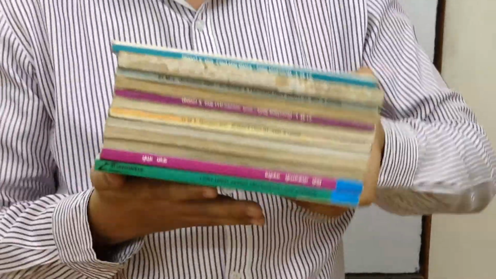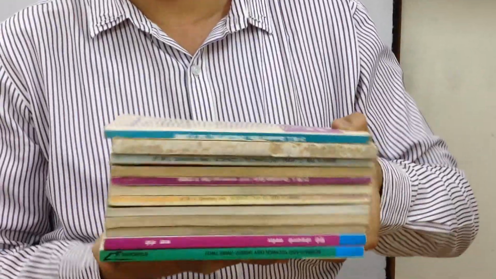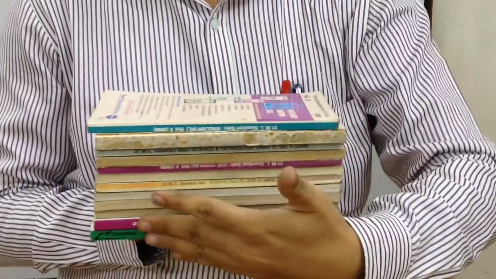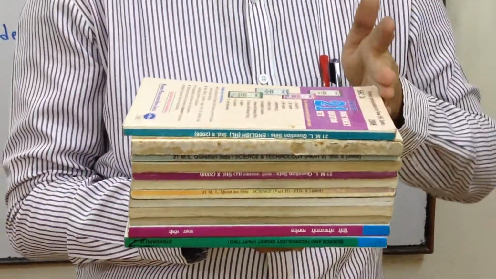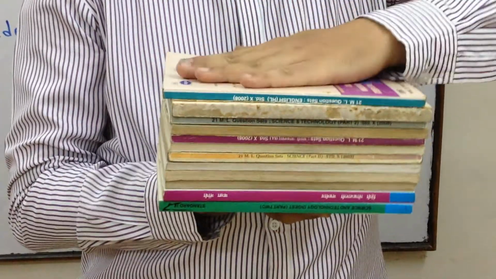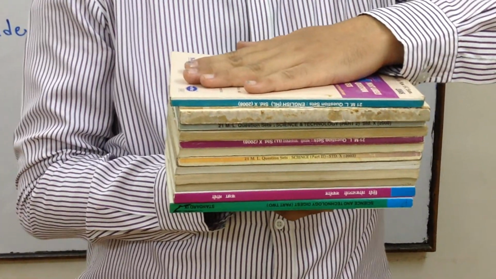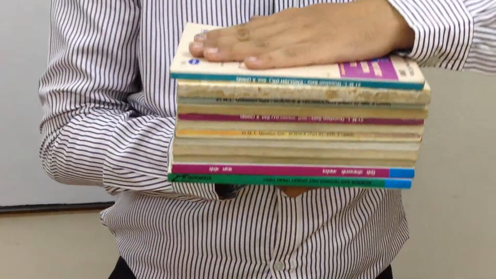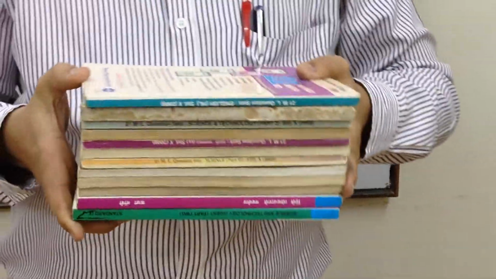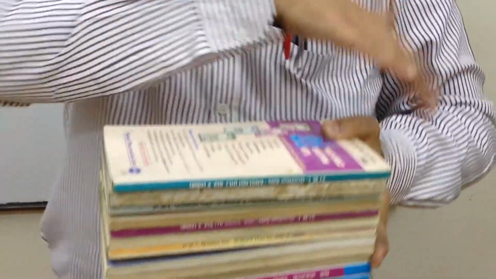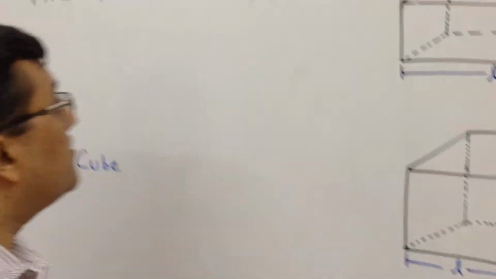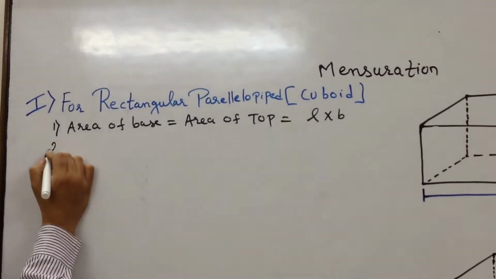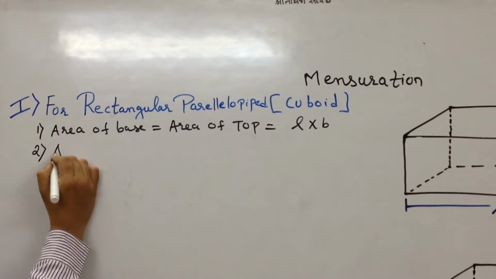Once again, if you want, you can have a look at it over here. This is the base, this is the top portion. The base portion is length into breadth, and the top portion is also length into breadth. With this, we say that the 2 horizontal faces have area length into breadth. Now we have to account for the 4 vertical faces. So the second point is to get the formula for area of vertical faces.